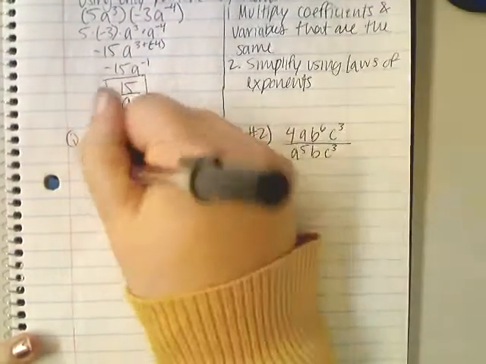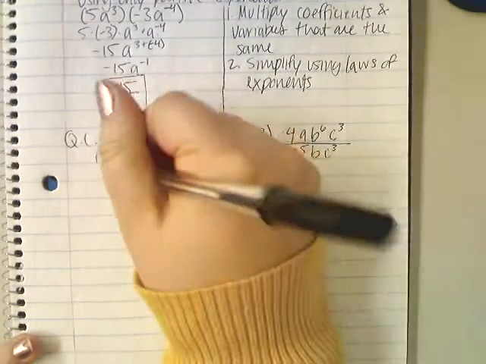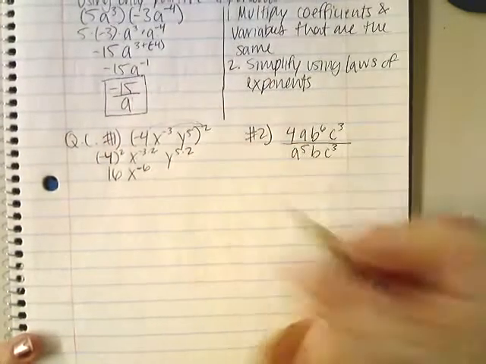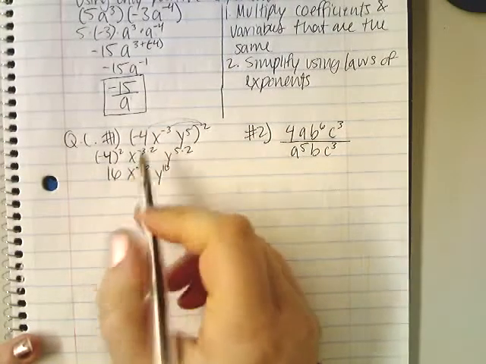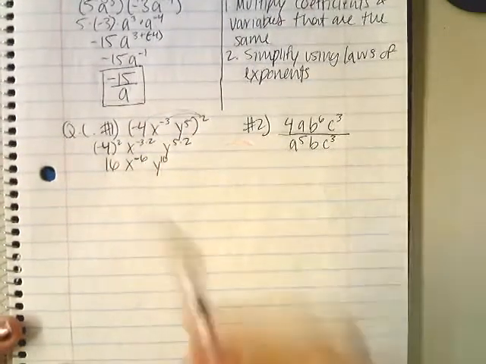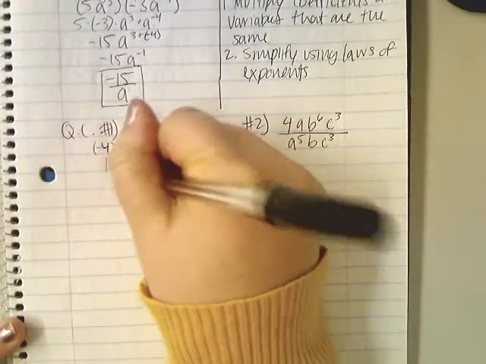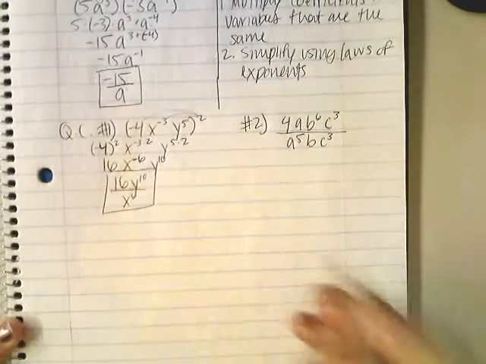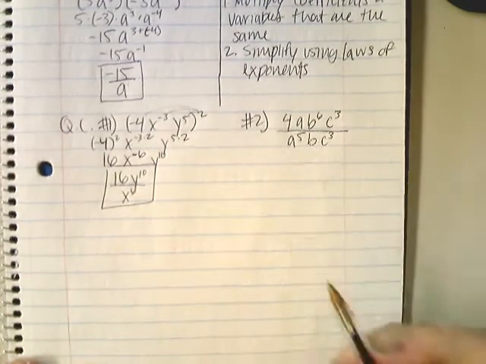Negative 4 squared gives me 16. Here I'd get x to the negative 6 because negative 3 times 2 is negative 6. And here 5 times 2 is 10, so I get y to the 10th. Again, since I have a negative exponent and I want only positive exponents, I'm going to flip that one into the denominator. I get 16 y to the 10th all over x to the 6th. And that is my simplified expression for that problem.